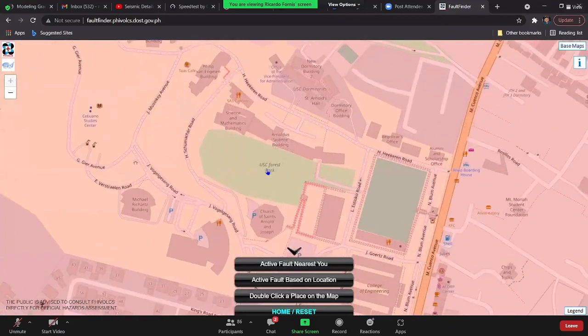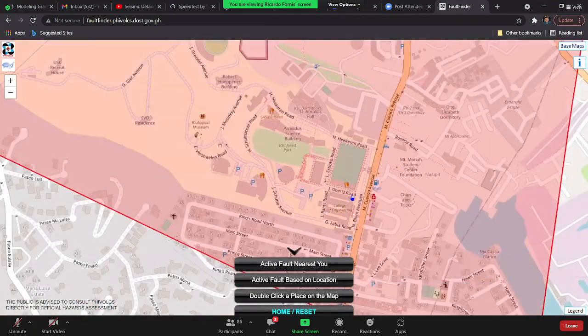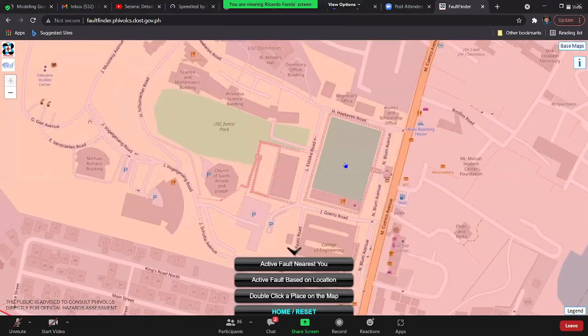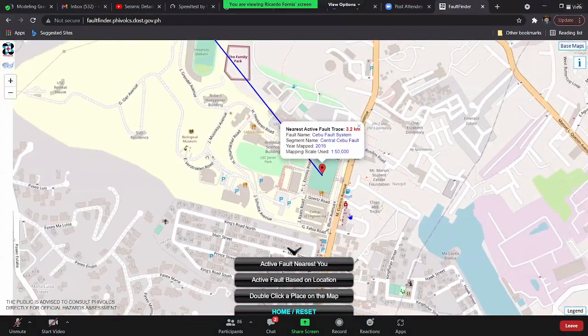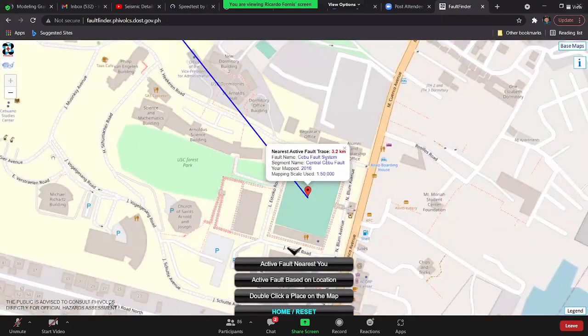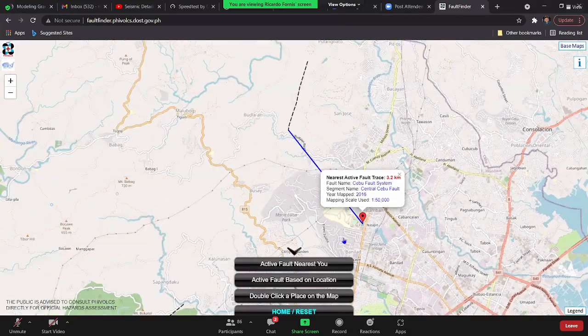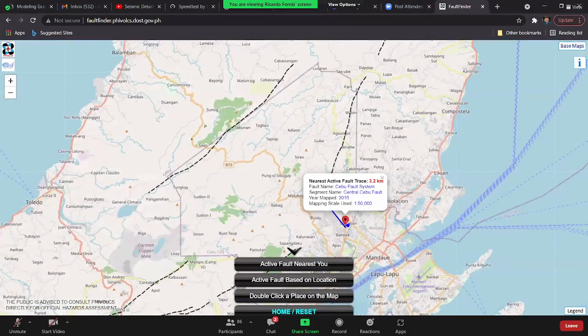So this is USC Forest Park. I think this is the Bunzel Building, College of Engineering. So for example, I want to build a new structure dito sa my soccer field. So ako lang na i-double click. And then the app will give you the distance of this exact location to the nearest fault. So ang nearest fault nato is the Cebu Fault System or CFS. This is Central Cebu Fault. The distance is approximately 3.2 kilometers. So dool day kayo ning TC sa kuan sa fault line.